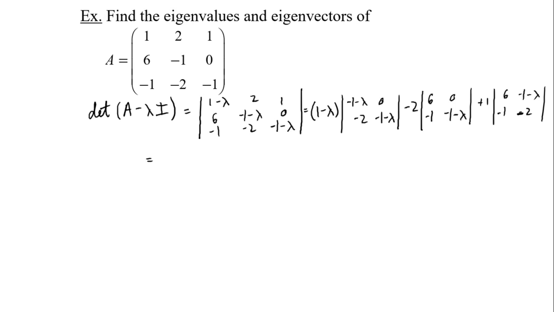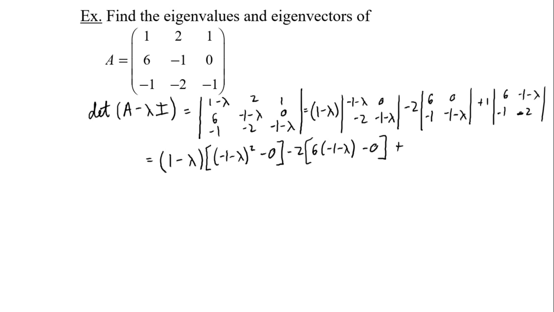Okay, let's evaluate those smaller determinants. So we get 1 minus lambda times, so it looks like I'm going to get -1 minus lambda squared minus 0. That's interesting. Minus 2 times 6 times -1 minus lambda minus 0. Plus, let's see, -12 minus -1 times -1 minus lambda. Okay, let's clean this up.